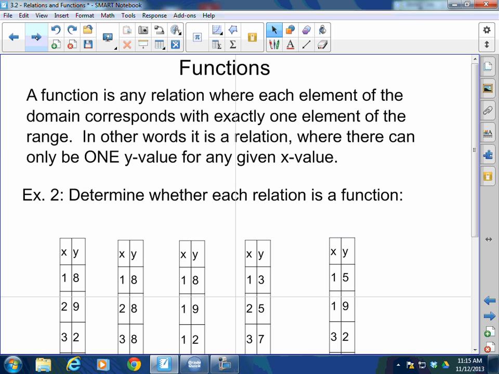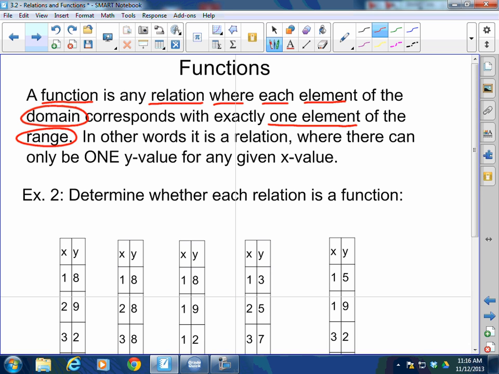So, a function is any relation where each element of the domain corresponds with exactly one element of the range. What does that mean in English? In other words, it is a relation where there can only be one Y value for any given X value. You can only have one Y value for any given X value.